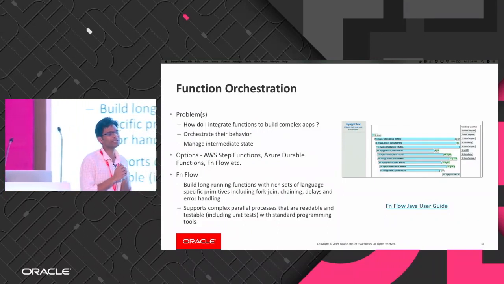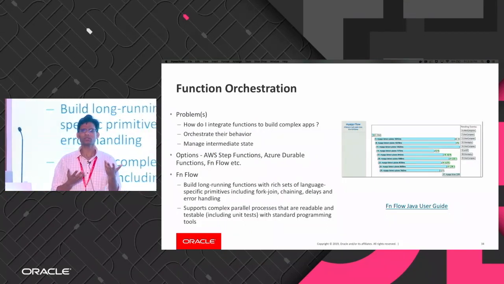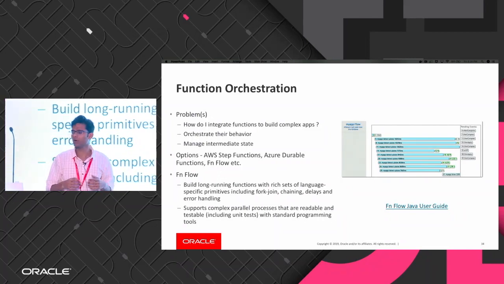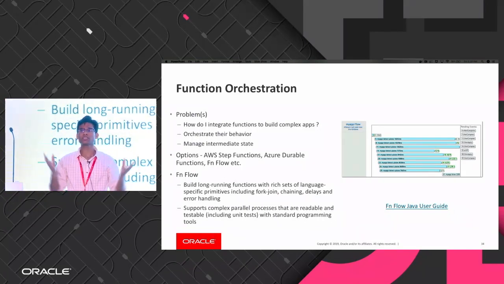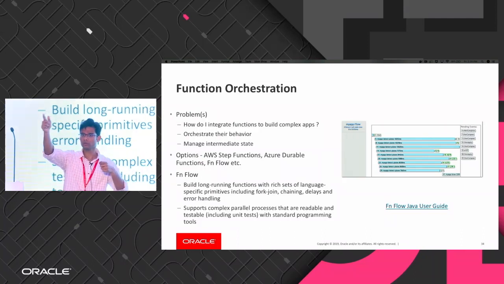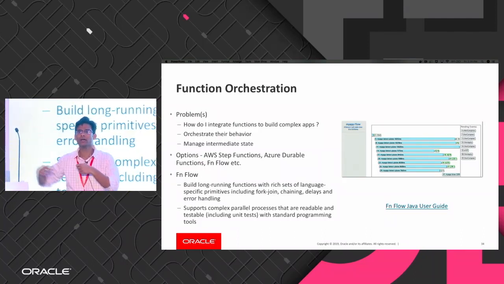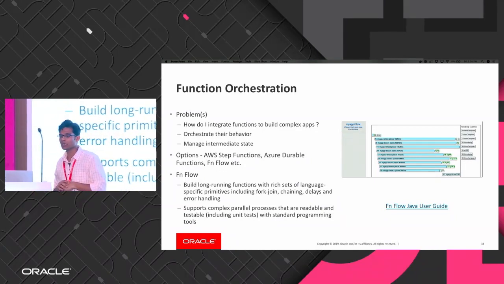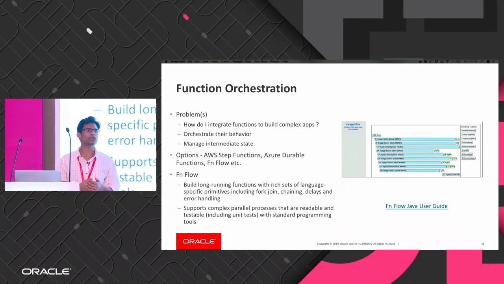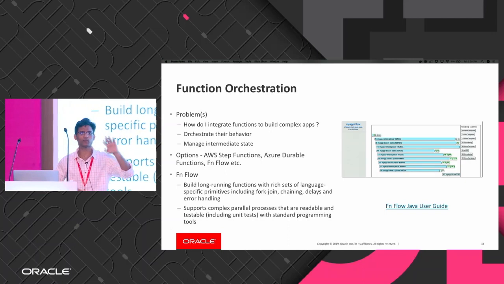So the examples which I showed you were simple functions, right? Of course, I'm giving a demo. But what if you want to build something complex? You want to stitch together a bunch of functions, say build a workflow. Hey, if this function does this, call this function, else do that. Think of orchestration, think of managing state. Think about those problems. Now, there are a bunch of options: AWS Step Functions, which is a drag and drop way of doing things.